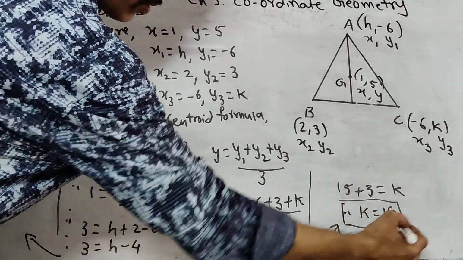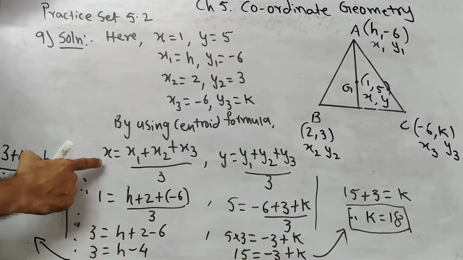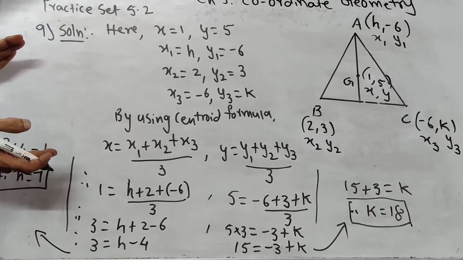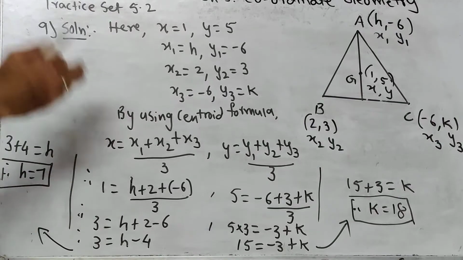So very easily you got the value of h and value of k by using the centroid formula only. Once again, an easy sum for you, my dear students. Please do not forget this. Copy it down.